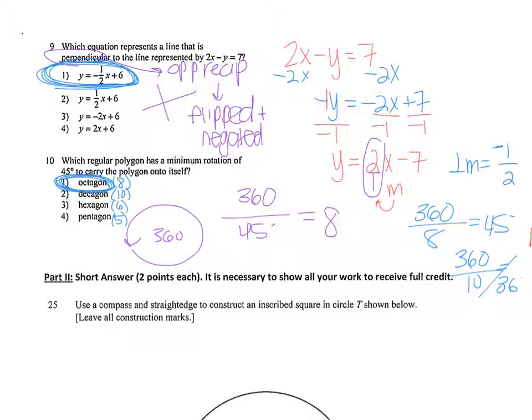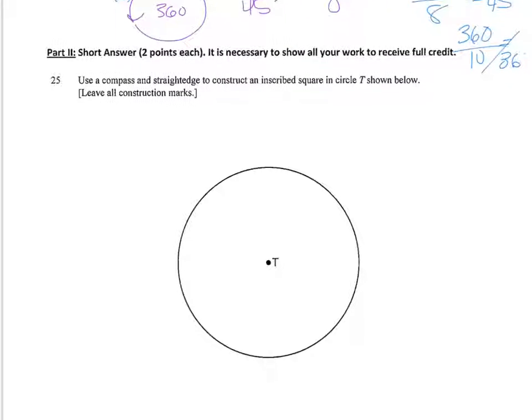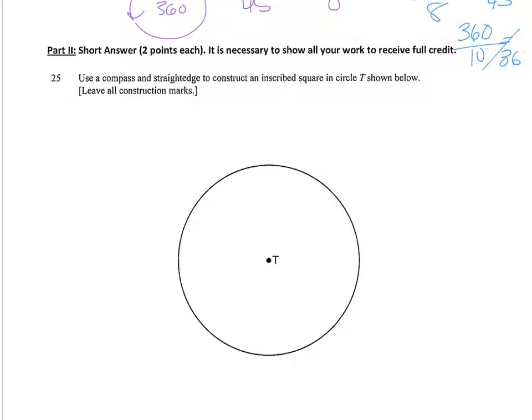Alright, so we're looking here at question 25. It's the first 2-point short answer question that we put in this packet, and it says that we need to construct an inscribed square in circle T shown below. So the first thing you want to do is use your straight edge from the compass and make a diameter. So draw a line straight across through point T. And we're going to call this point A and point B just so we can reference it together.